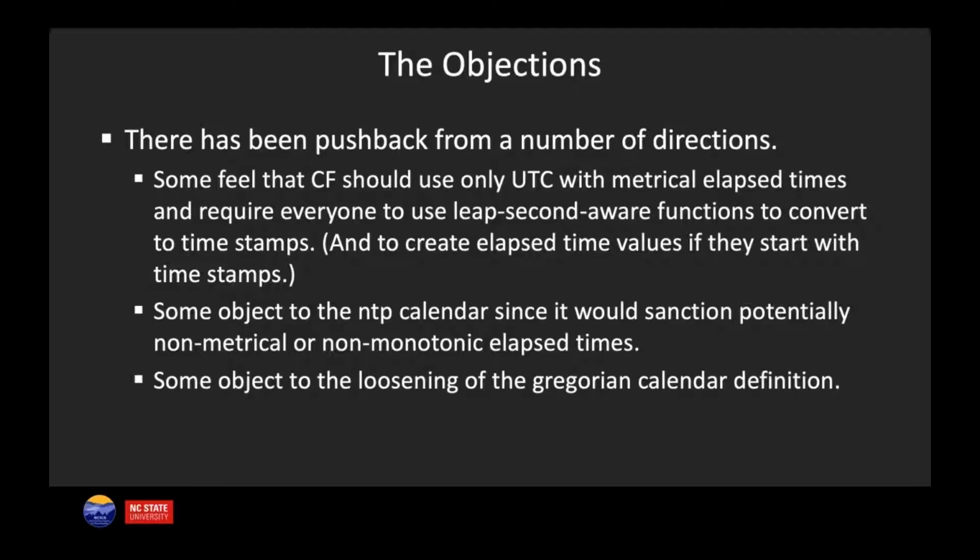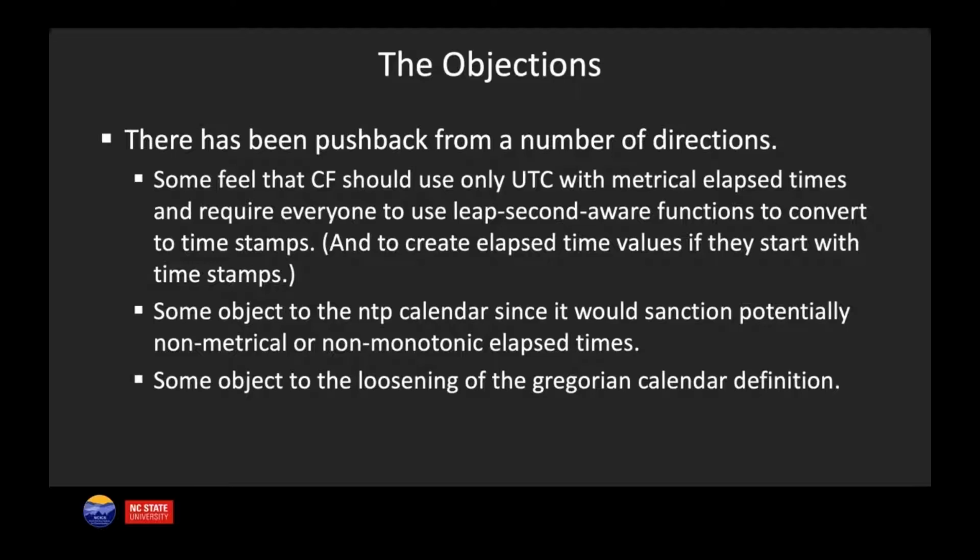So there were objections to that. There was pushback from a number of directions, but the major ones were that some felt that CF should only use UTC with metrical elapsed times and require everybody to use leap second aware functions to convert to timestamps. And actually, to create the variables in the first place as well, because you can't get there if you started with timestamps without leap second aware functions. Because leap seconds don't come at regular intervals, you have to keep updating tables of leap seconds for your functions to use. So it can be a big lift for data producers and data consumers.